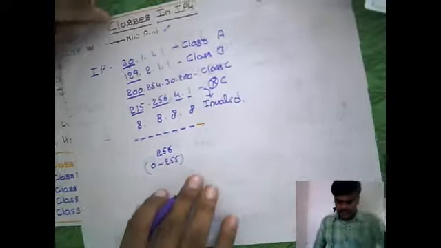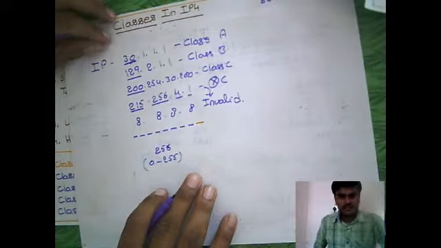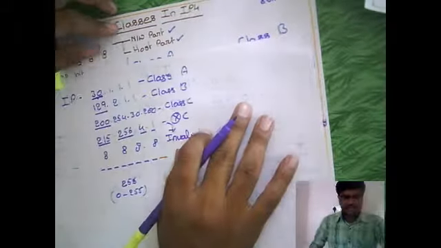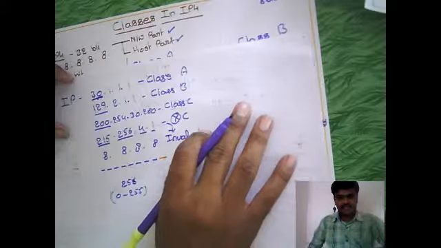So these are the classes in IPv4: class A, class B, class C, and you have two more classes, D and E. We will discuss them in the next part.